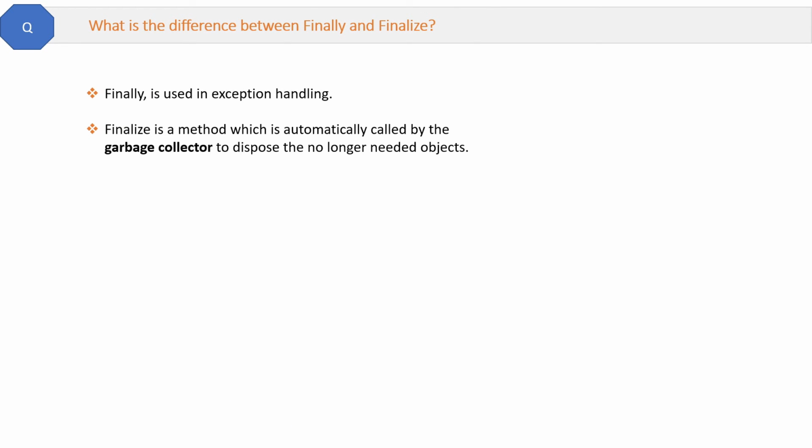Finally is used for exception handling, right? Finalize is a method which is automatically called by the garbage collector to dispose objects that are no longer needed. Garbage collection I will explain in other videos, but these are the differences between finally and finalize.